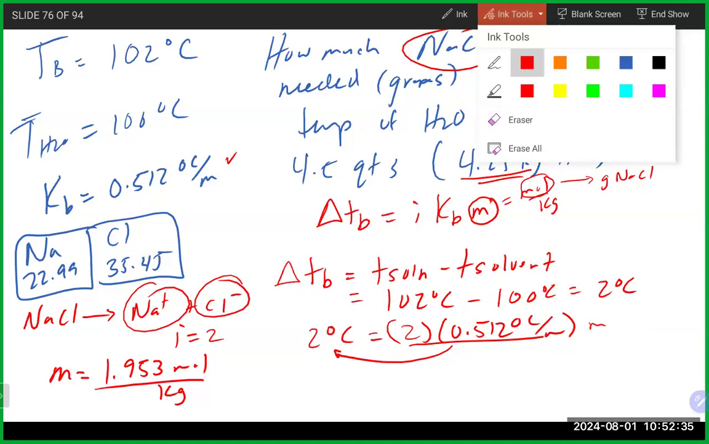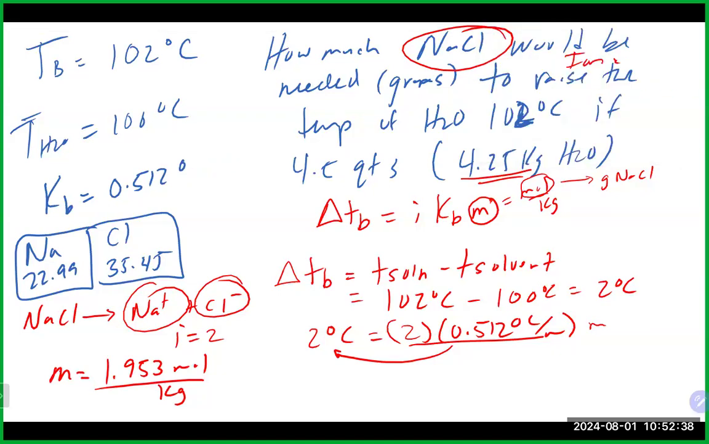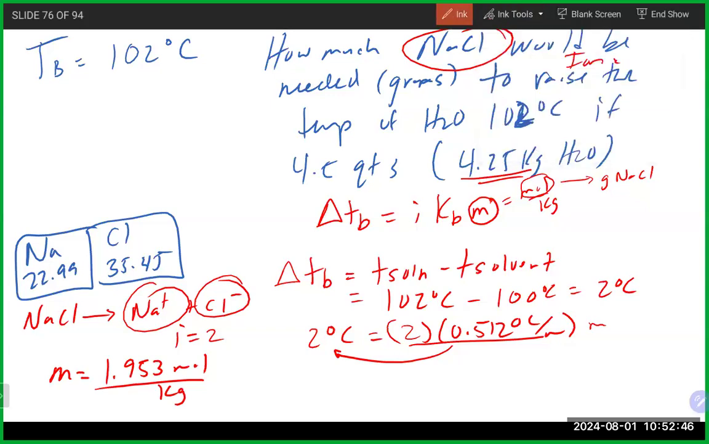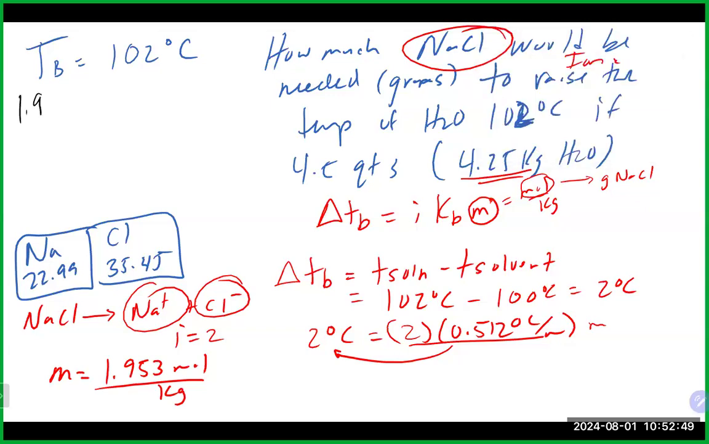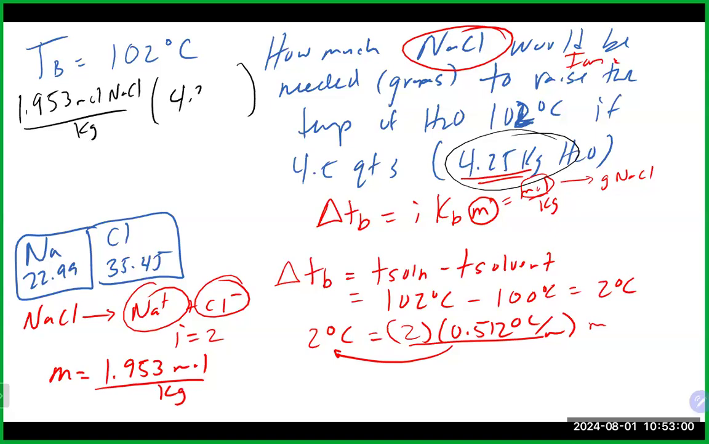So once again here, we're going to use the molality that we just calculated to figure out how many moles of sodium chloride would be needed. If we do that, we'll take our 1.953 moles of sodium chloride per kilogram of water and times it by the mass of our water. Roughly, we'll go with 4.25 kilograms of water. Those kilograms cancel, and that's going to get us something like 8.3008 moles of sodium chloride.